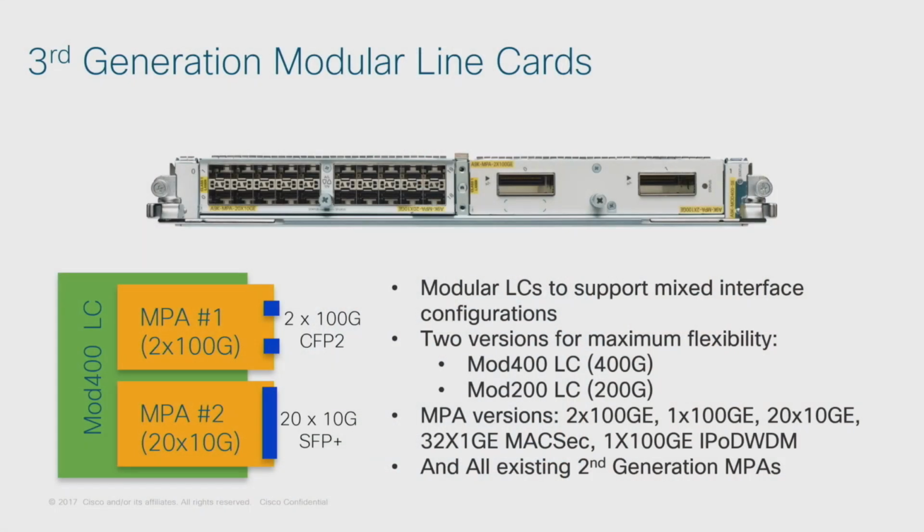And this is the modular line card that we have. So this is a mode 400, so the total capacity is 400 gig, and you actually have 2 port adapter slots. So you can mix and match the speeds that you need to support, and we have combinations of 4x10, 8x10, 20x10, all the way to 2x100. So this is a really, really flexible way of utilizing the existing 9K infrastructure to deploy different combinations of services.